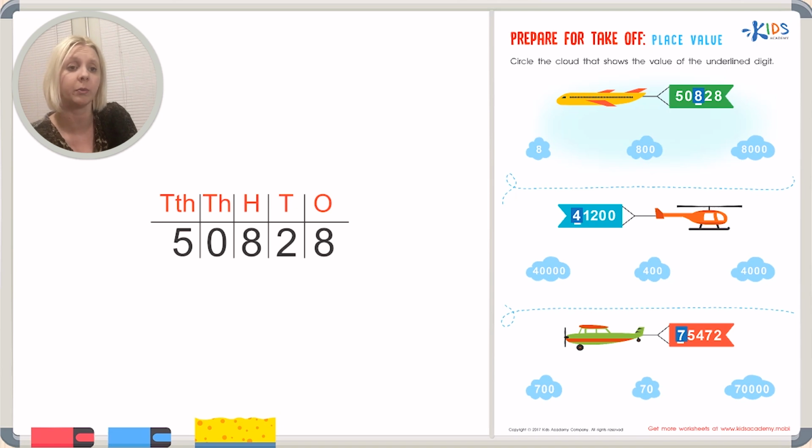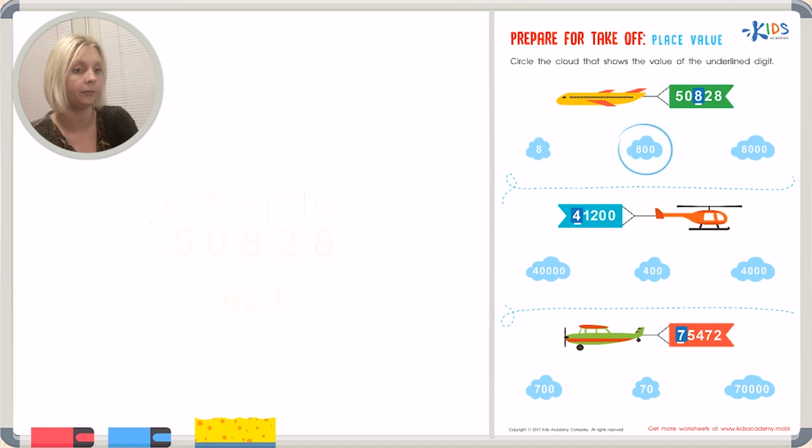So what I'm going to do is figure out how much this number is worth right here. And this number is an 8, but it's in what place value? It's in the hundreds place value. So this number actually represents not only 8, but 800. Okay, so I'm going to add 2 zeros to the end because it's 800. And then I'm going to find that number over here in my cloud. So I've got 8, 800, and 8,000. It's 800, so I'm going to circle that number right there. Great job.